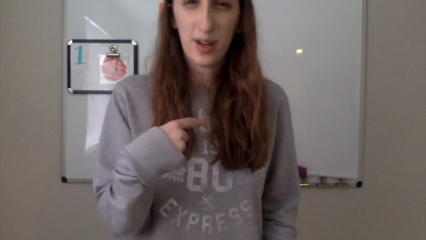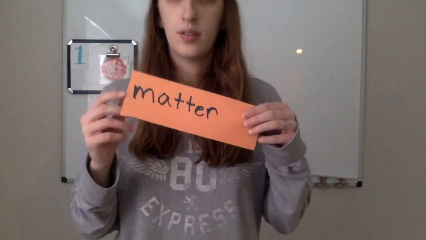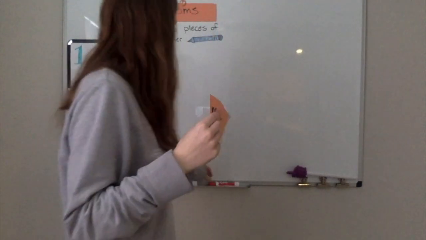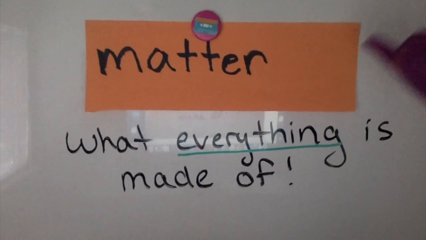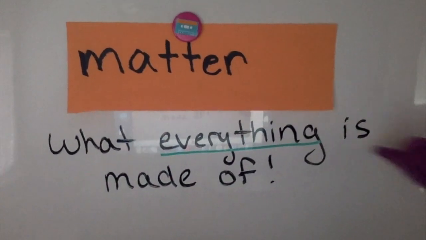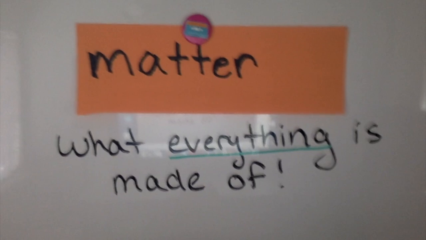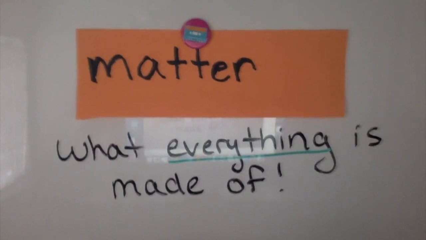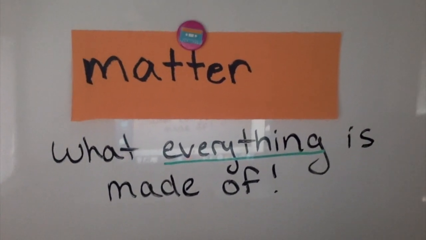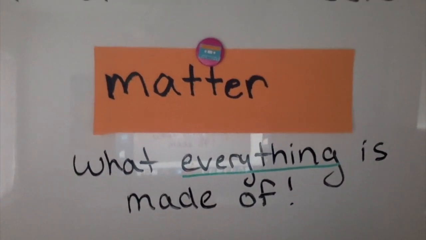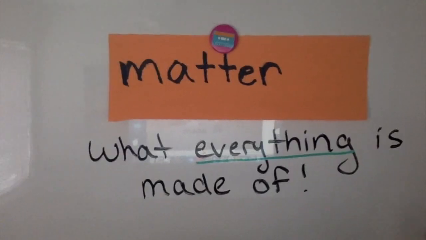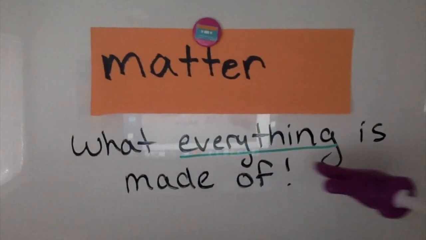Am I made of matter? Are you made of matter? What about this piece of paper? What about my markers? Are they made of matter? Matter is what everything is made of. Anything you can look at is made of matter. Your chair, your bed, the air, that cup of water, all of it's made of matter because matter is everything.